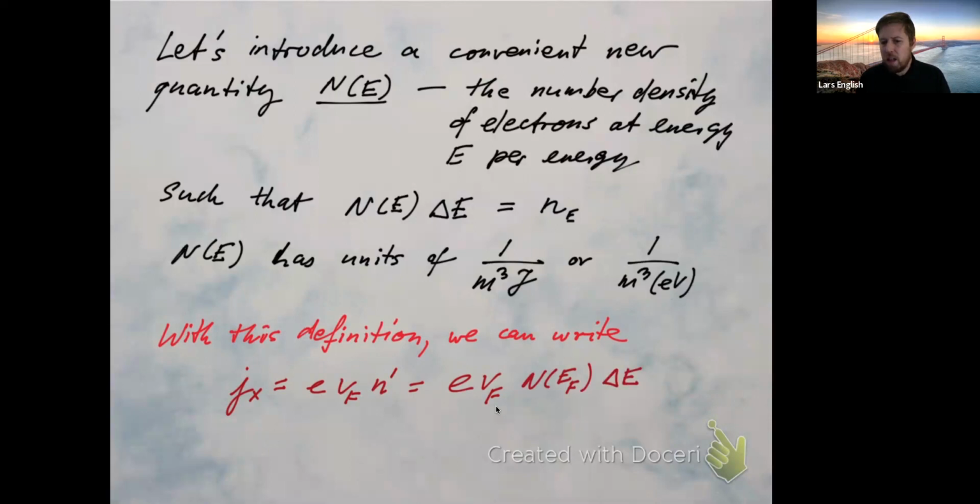n a little bit differently. We can say, all right, this little n, the number density, is really the capital N at the Fermi energy times a little energy interval, okay? So far so good. So we've basically replaced the n prime here with this thing here, okay? All right, so then I can work a little bit on the delta E. I could write that as the energy derivative, okay, times delta k.